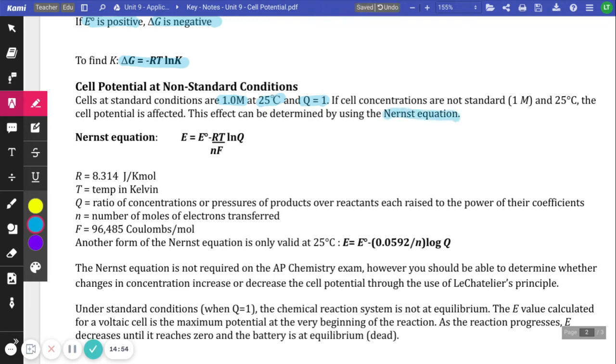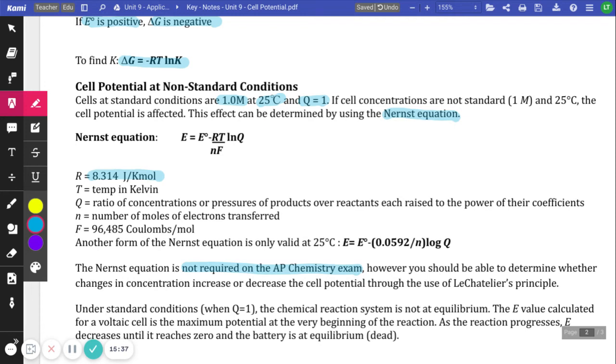Now, I do want to go ahead and tell you that the Nernst equation is not required on the AP chemistry exam. So I am going to talk through what the Nernst equation is, but it is not actually required on the AP exam. However, we should be able to talk about whether or not changes in concentration are going to increase or decrease a cell potential by using Le Chatelier's principle and those Q values that we've talked about. So R is just that constant value in this equation. T is temperature in Kelvin. Q is the ratio of concentration of products over reactants raised to the power of their coefficients. It's just how we would normally solve for Q.